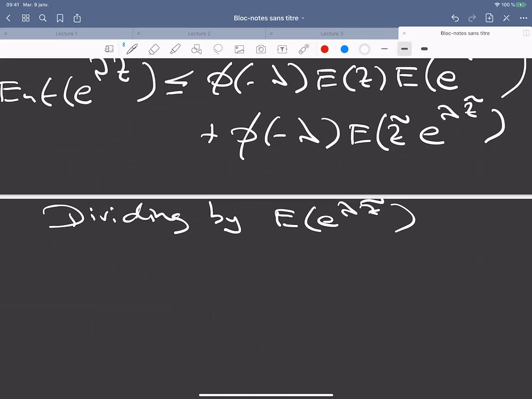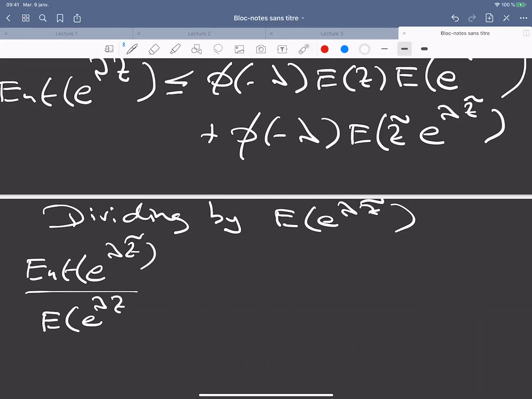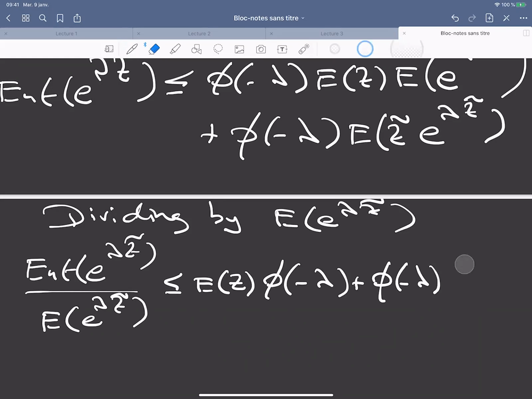And we divide by the expectation of e to the lambda z tilde, we get that the ratio between the entropy and the moment generating function is less than the expectation of z phi of minus lambda plus phi of minus lambda times the expectation of z tilde exponential lambda z tilde over the expectation of e to the lambda z tilde.